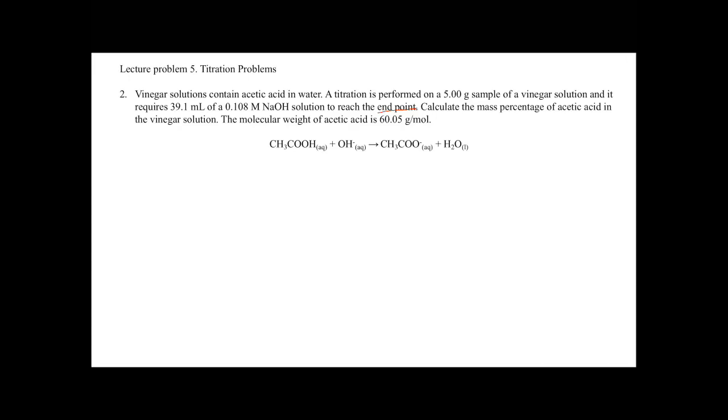So, for example, in this problem, we have a vinegar solution that contains acetic acid and water. We don't know how much acetic acid. And we're titrating a sample where we have 5 grams of this vinegar solution, and we're going to react it with a known. So in this case, the known is a solution of sodium hydroxide that we know the exact concentration of. It's 0.108 molar.